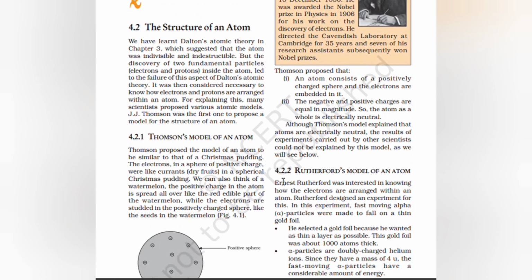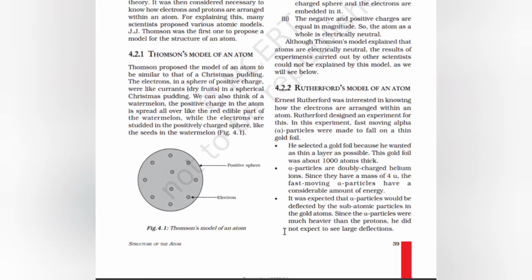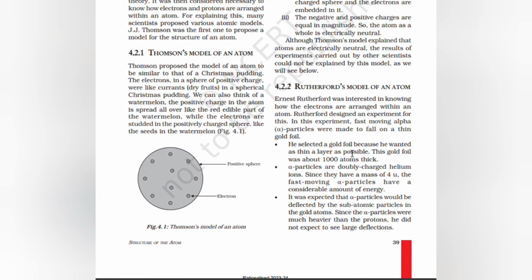Rutherford's model of an atom. Ernest Rutherford was interested in knowing how the electrons are arranged within an atom. Rutherford designed an experiment for this. In this experiment, fast-moving alpha particles were made to fall on a thin gold foil. He selected a gold foil because he wanted a layer as thin as possible. This gold foil was about 1000 atoms thick.